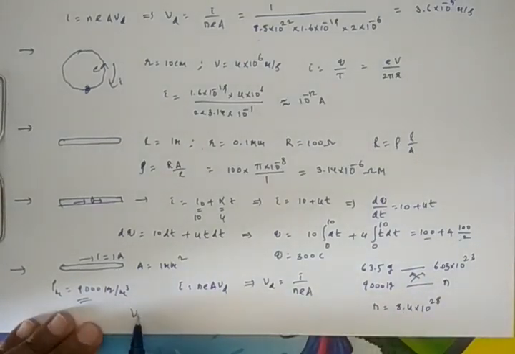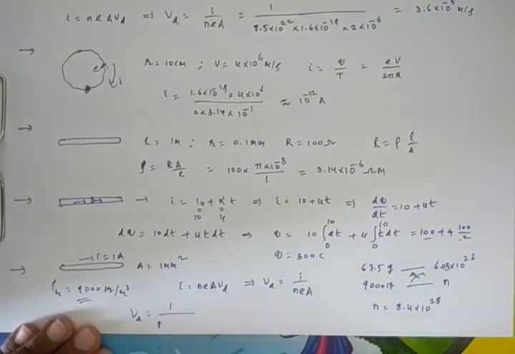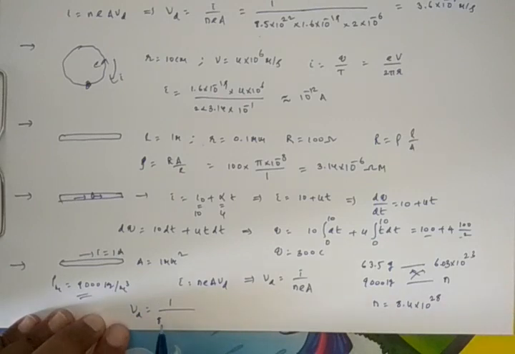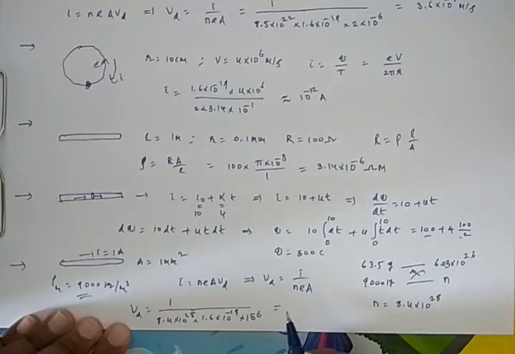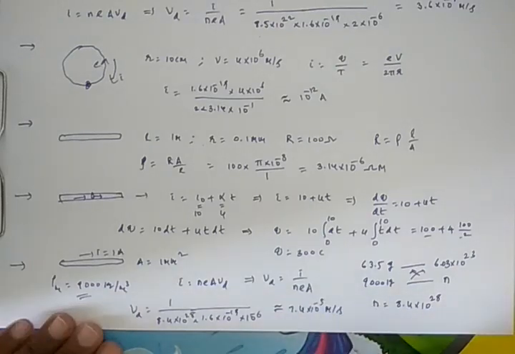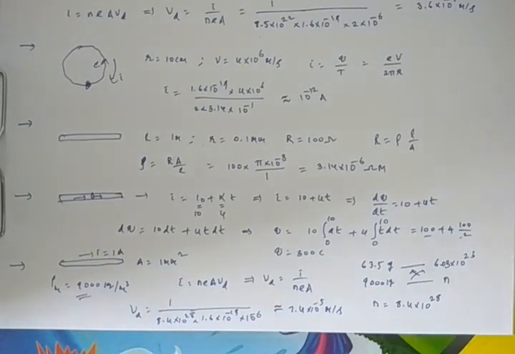Now you can substitute all the values here. Vd equals I, which is 1, divided by n value 8.4 into 10 to the 28, into e, which is 1.6 into 10 power minus 19, and area, which is 1 mm square, that means 10 power minus 6 meter square. So the final answer is roughly 7.4 into 10 power minus 5 meter per second. So this is the answer. Now look at the next problem.